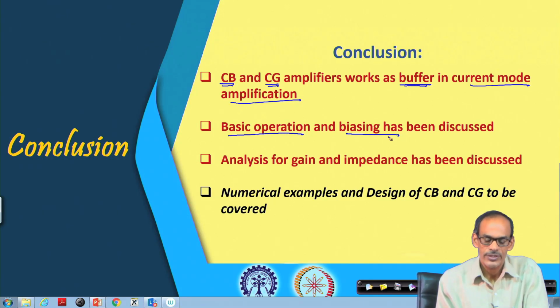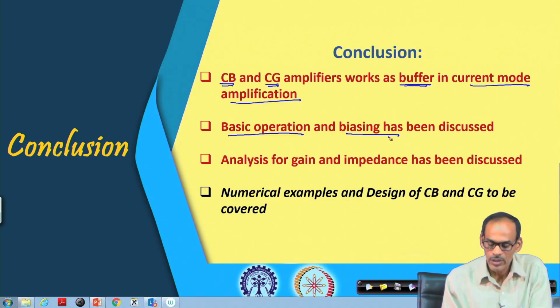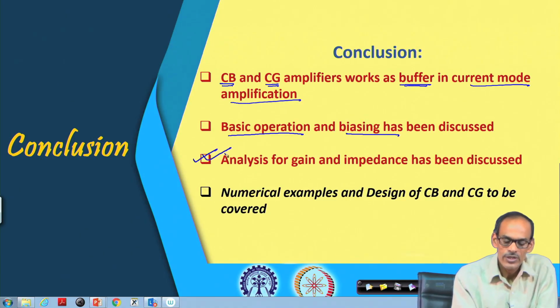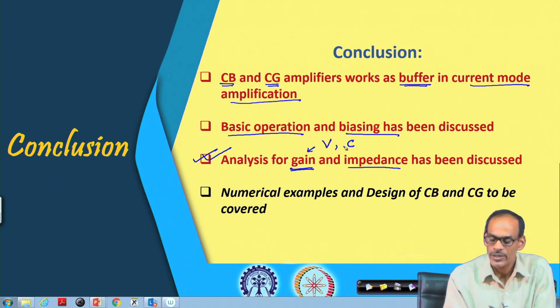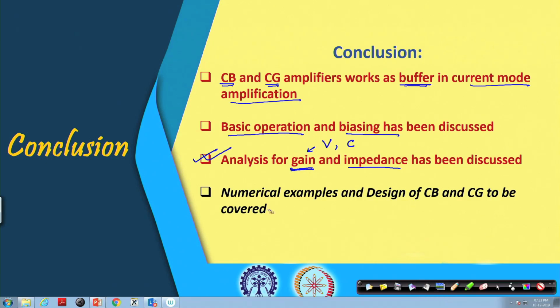Numerical discussion will be done later, and then we have done a full set of small signal analysis of common base and common gate configurations to find the gain, particularly voltage gain, input impedance and output impedance, and also current gain. So, both voltage as well as current gain we have discussed. Numerical examples on these two configurations we will be covering later. I think that is all we need to cover.